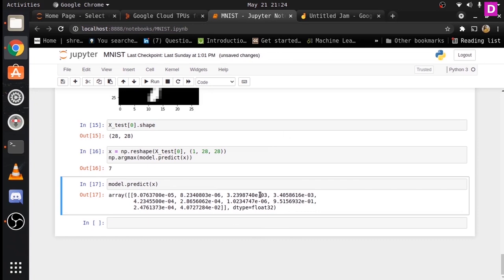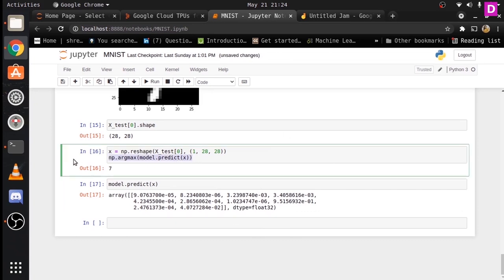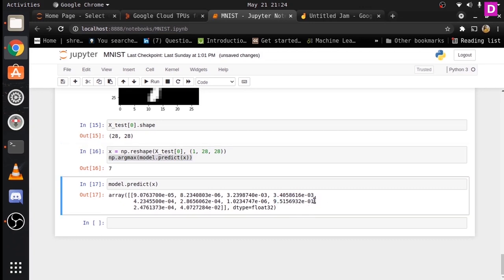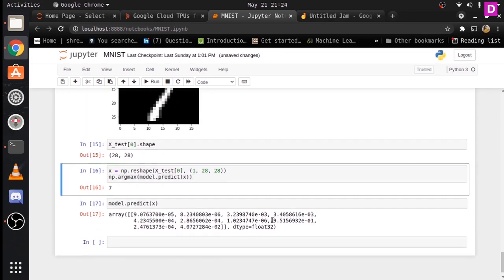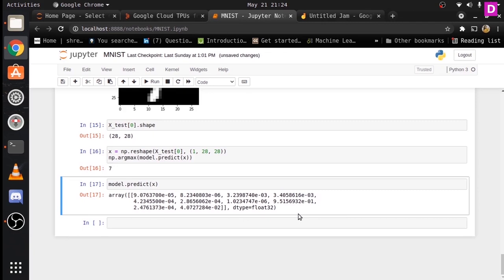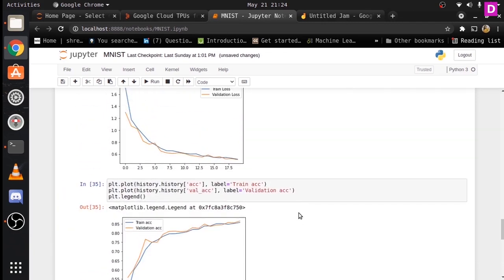So out of all this, the highest probability is for number 7 here. You can see the power of 1 minus 1, so that means you will shift a dot here. So the probability that this image is a number 7 is 0.95. Okay, cool. Now what are the few things that could have been done?